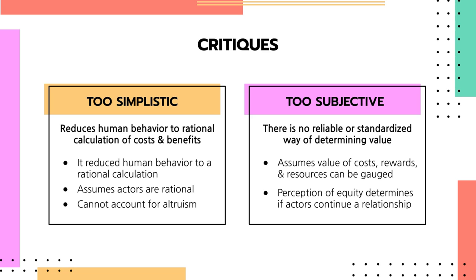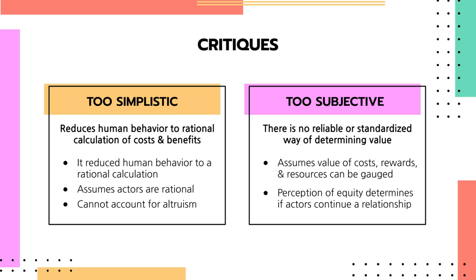They also say that social exchange theory is perhaps too subjective. So there's no reliable or standardized way of determining value. It assumes the value of costs and rewards and resources can't be gauged because it's too subjective. As they say, one person's trash is another person's treasure. It's too subjective in terms of what's considered a reward and what's considered a punishment.